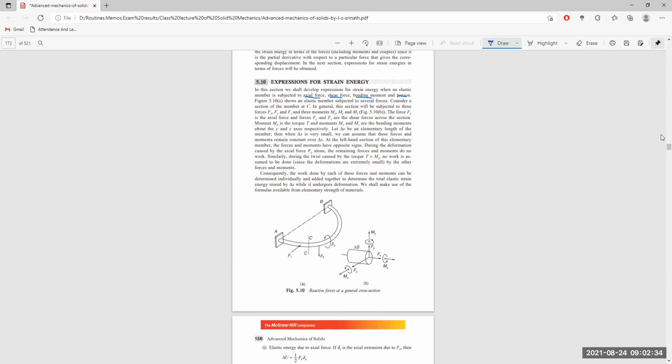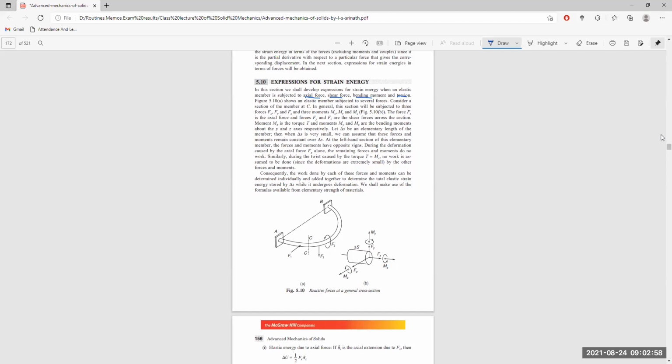The external force rises from 0 gradually to its final value, so we are taking the average. So we divide by 2 and multiply by the actual deformation. And this is the basic definition of strain energy stored in a particular prismatic bar.